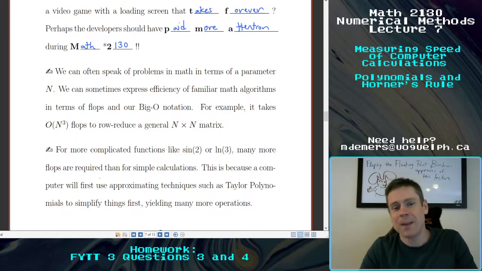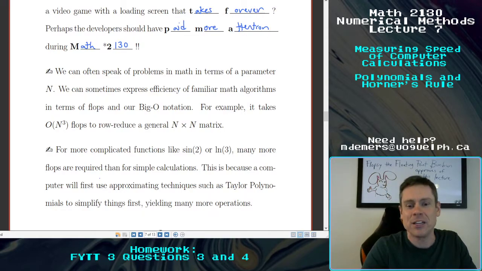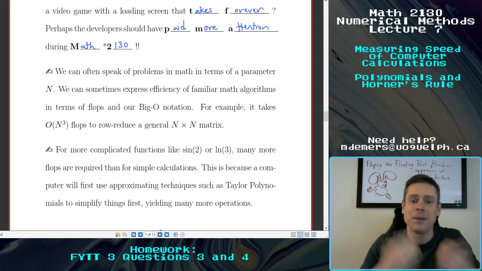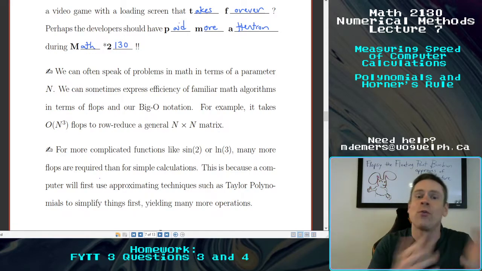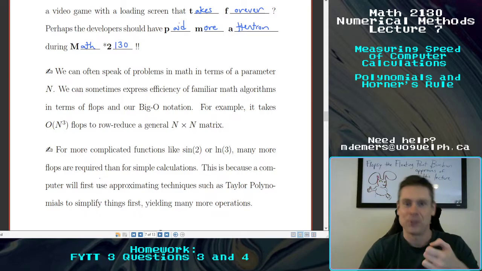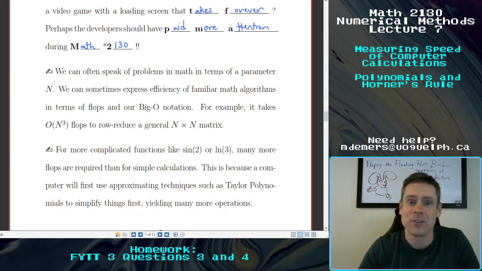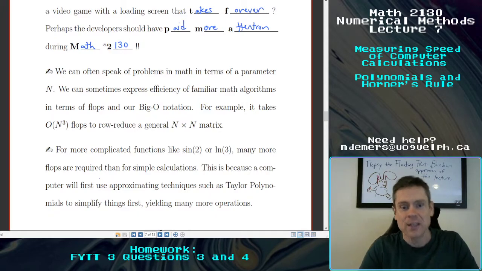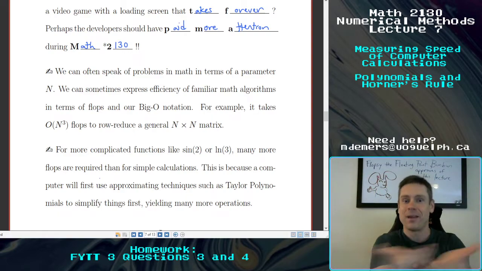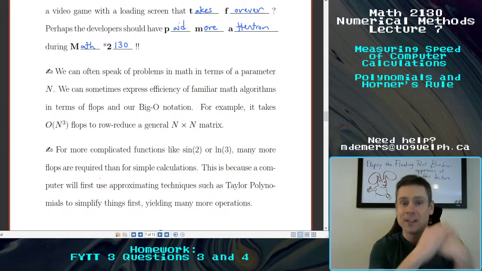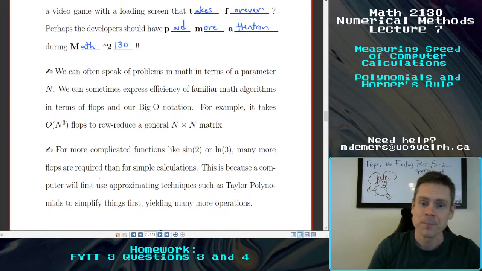Those will tend to take many more flops than simple calculations, simply because a computer will first use some sort of techniques to put that into a form that can actually be processed using multiplications and additions, such as Taylor polynomials and some other things that we're going to see in the weeks to come in this course. So that will take an extra step, replace it by a particular quantity for estimation purposes, but that quantity may have dozens of calculations associated.